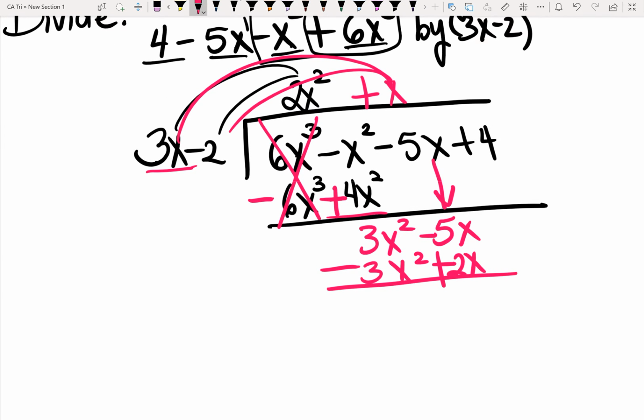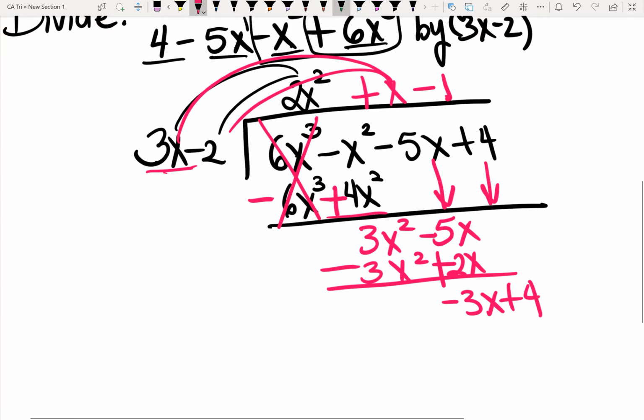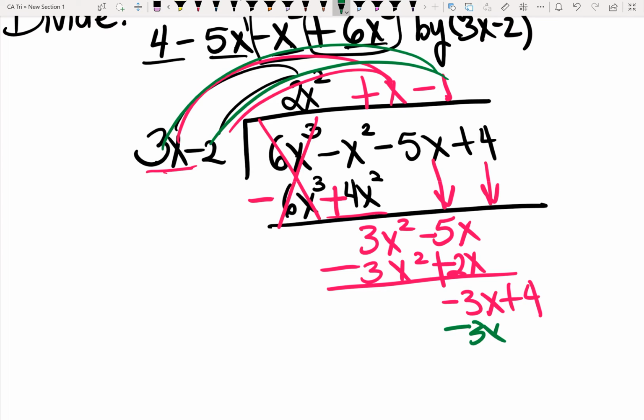Alright, so this leaves you with negative 3x, right? Because negative 5 plus 2, negative 3x, drop your 4, so plus 4. Repeat the process. 3x times what will give you a negative 3x? So in this case, I just need a negative 1. So I'll distribute that back again, right? And so now I have a negative 3x and a positive 2.